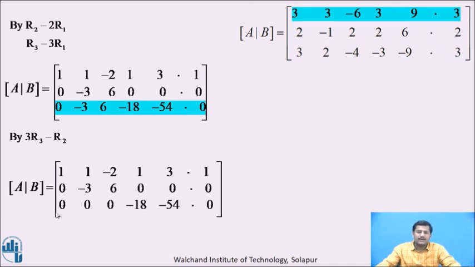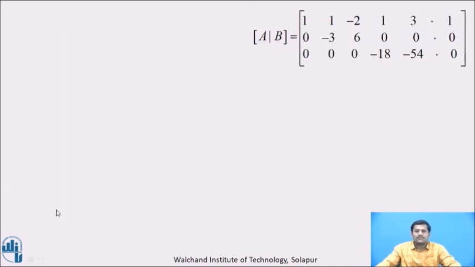This is the required echelon form. Now let us calculate the rank of A. In this, 3 non-zero rows are there. That's why I can say that the rank of A is 3. And similarly, in this augmented matrix AB also there are 3 non-zero rows. That's why its rank is also 3.